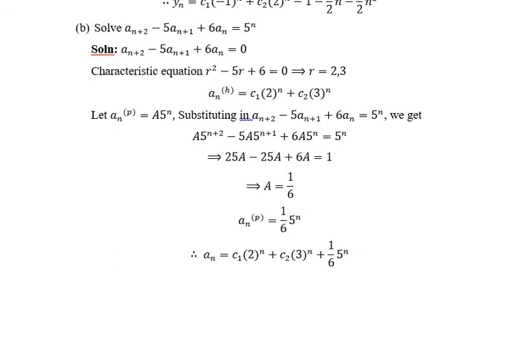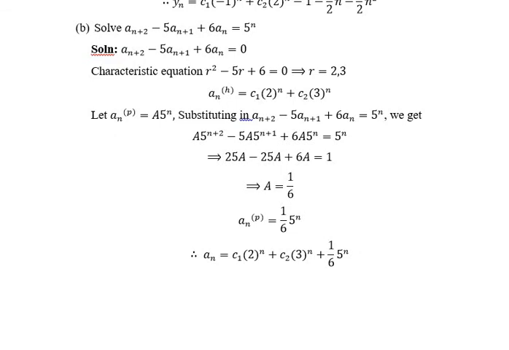Accordingly we will write the characteristic equation, that is r^2 - 5r + 6 = 0. The characteristic roots are r = 2 and 3, they are distinct. So a_n^h = c1 2^n + c2 3^n. Now in order to find a_n^p, your root is not repeating, right?